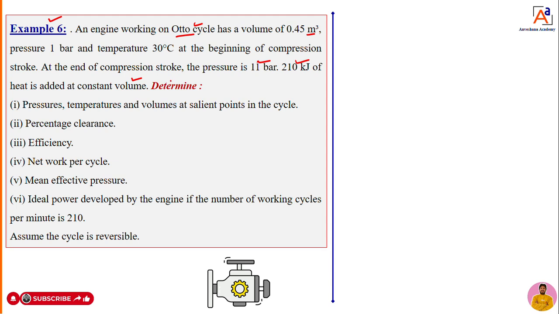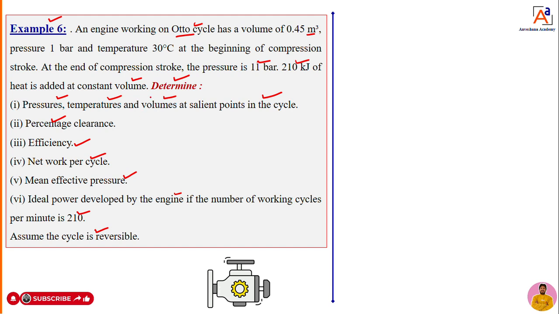Now he is asking to determine first, pressures, temperatures, volumes at salient points in the cycle. Second, you need to calculate percentage clearance. Then next, efficiency of the cycle, net work per cycle. Next, mean effective pressure. Then last is the ideal power developed by the engine if the number of working cycles per minute is 210. And you have to assume that the cycle is reversible. So these are all the data he has given.